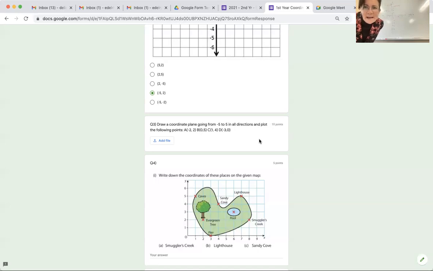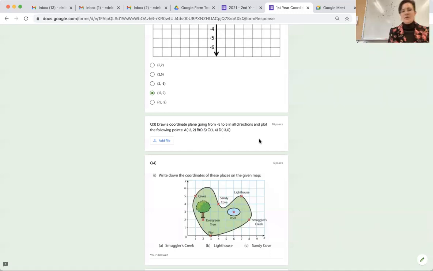And finally, D, -3, 0. So you go over to -3 and you don't go up or down. So that's the point D, which is -3, 0. So all of the points were actually up here, but I wanted you to draw this part as well in case you were getting them backwards, so that I'd be able to see what types of mistakes you're making if you are making mistakes in plotting points.